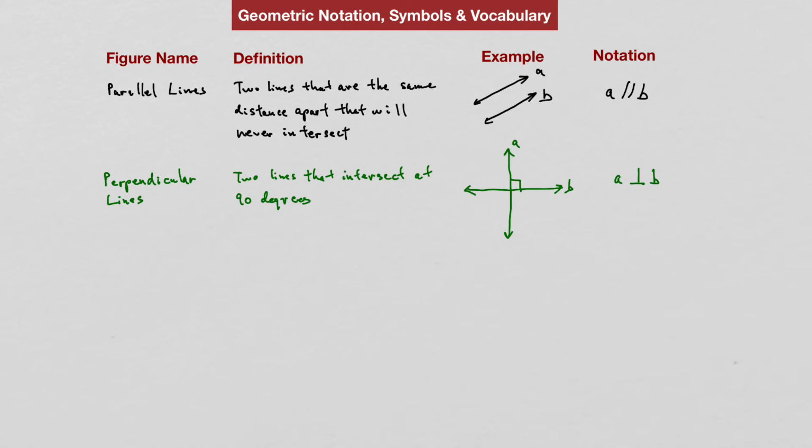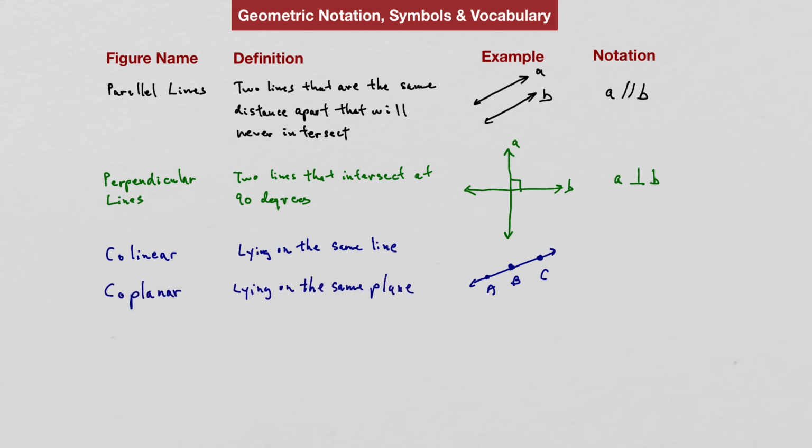Okay, and now we're going to move on to collinearity and coplanarity. If something is collinear, it represents something that is lying on the same line. So in this case, points that lie on the same line would be considered collinear. And here would be an example. Points A, B, and C, because they're on the same line, are considered collinear.